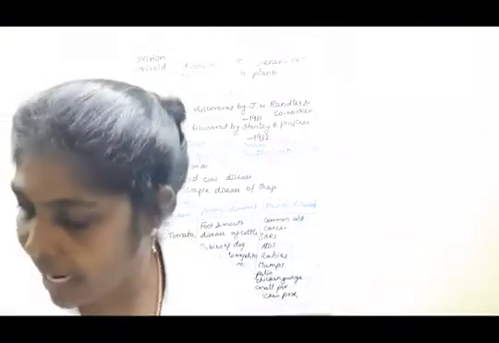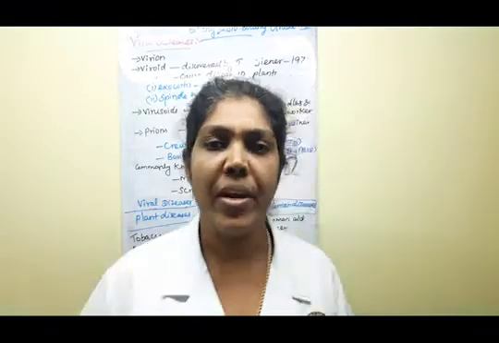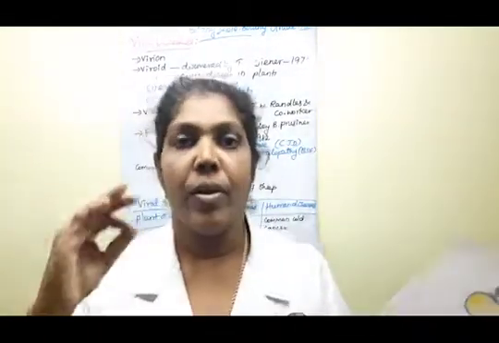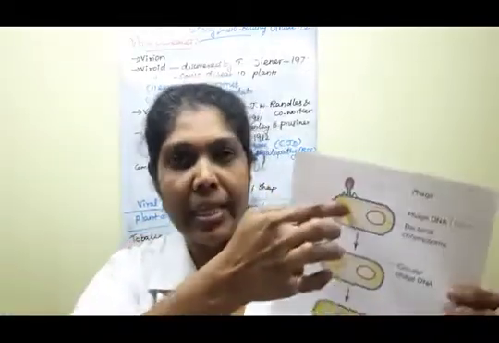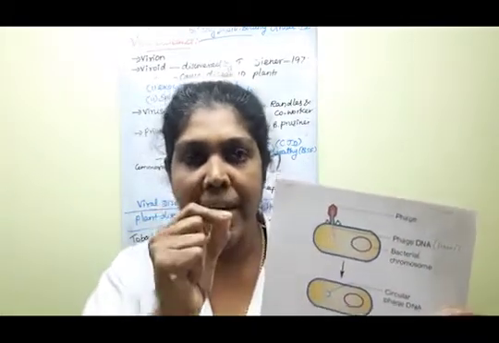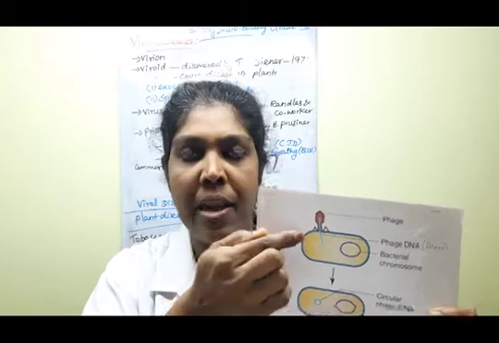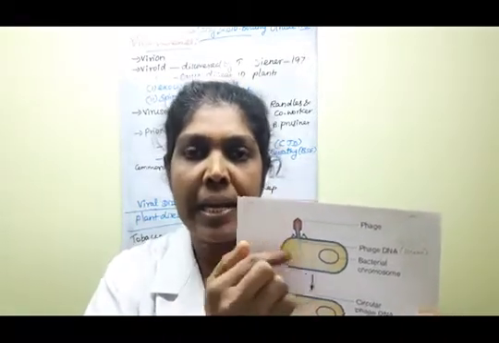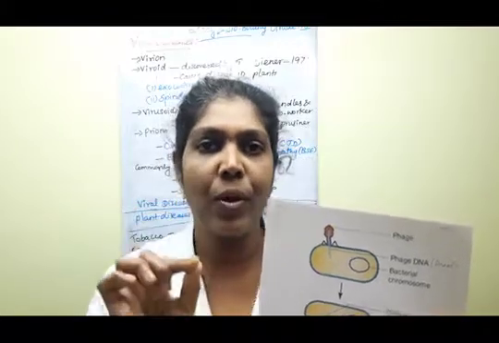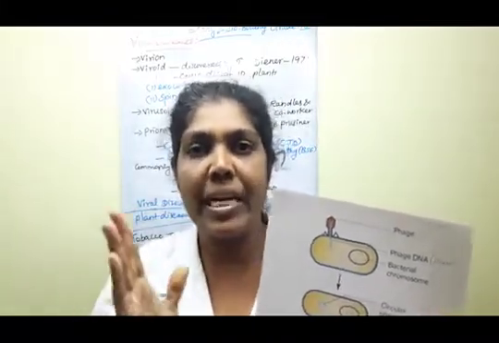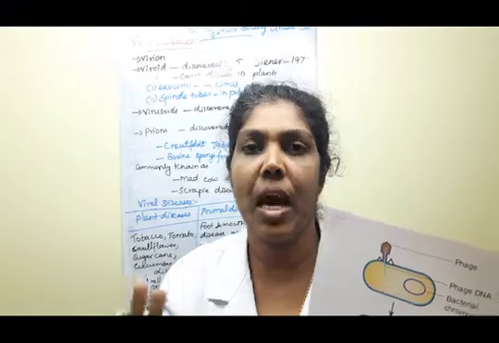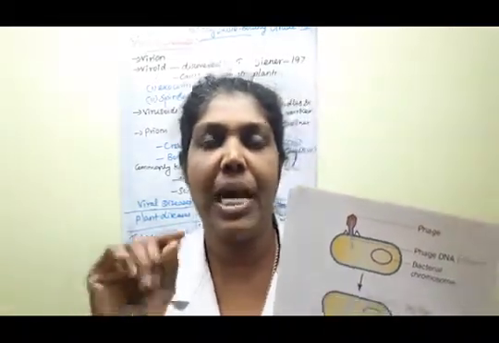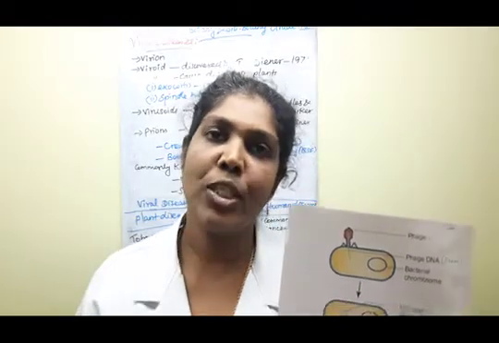What does lysogenic cycle mean, children? Can you say? Very good. Lysogenic cycle means the phage DNA enters the host cell, isn't it? At that time, what will happen? This phage DNA is integrated with which one? Bacterial chromosome. Clear, children? So the integrated form of this phage DNA is the multiplication, or the life cycle, of the phages that we call the lysogenic cycle.